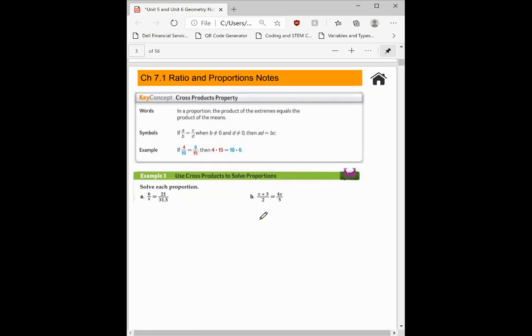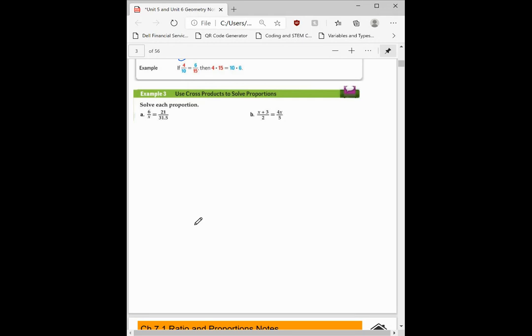Let's go over this key concept, cross products property. In a proportion, the product of the extremes equals the product of the means. For example, if A divided by B is equal to C divided by D, when B is not equal to 0 and D is not equal to 0, then we can cross multiply. So almost like the butterfly method, if you guys heard of that. So we're going to cross multiply in this example.